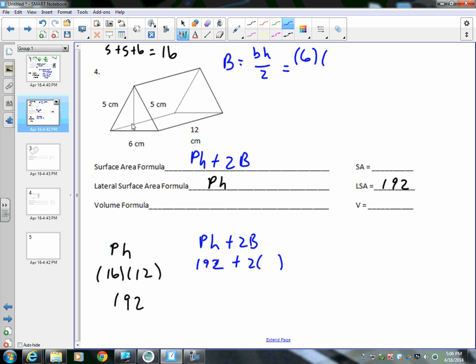Do I know the height? The height is this right here. No, I don't know the height. I do know that this is a right triangle. This whole base is 6. That means this part is 3. So now I can use the Pythagorean Theorem to find the height.